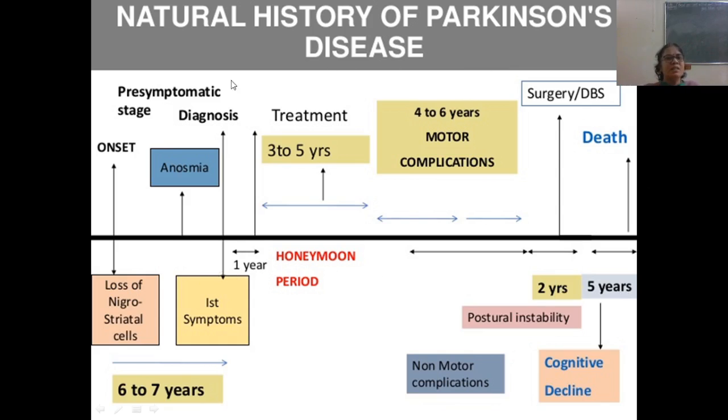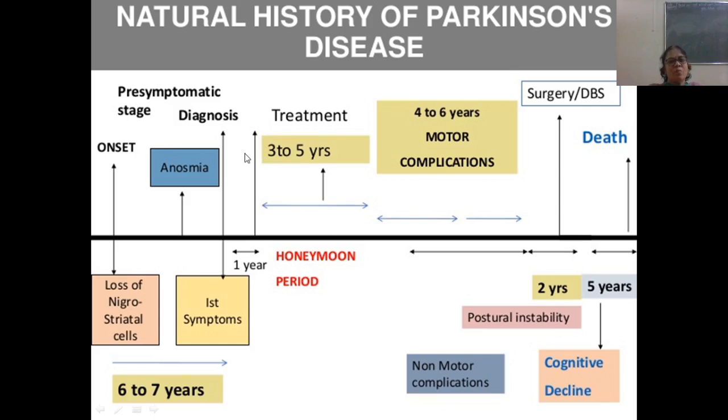This is a scheme. During the first year, it is called the pre-symptomatic stage. The onset will be due to loss of nigrostriatal cells. Then initially the patient will have anosmia. This is the first symptom. And then if this patient is having anosmia, at this time, when it is diagnosed, then treatment may be initiated.